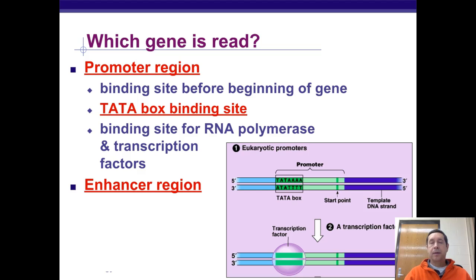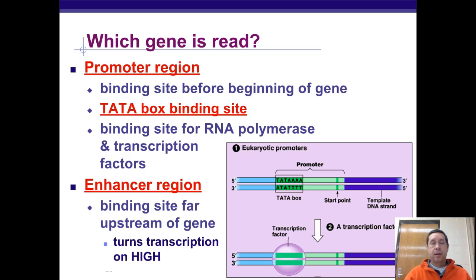Enhancer regions, again, increase the amount of messenger RNA that's going to be produced, and they're much further upstream from the gene than the promoter is. So they're basically like turning your headlights from low beam to high beam.